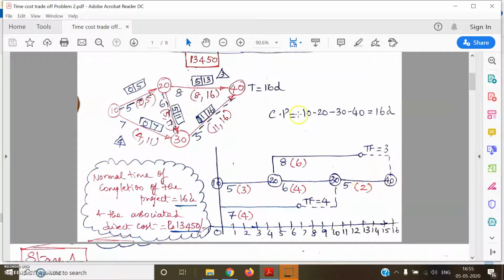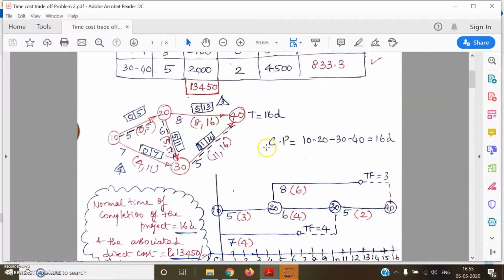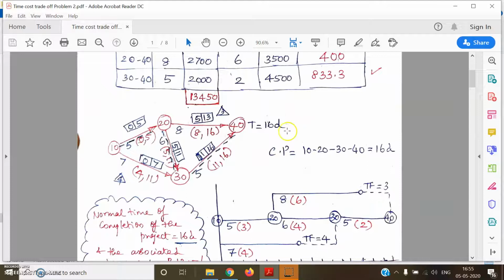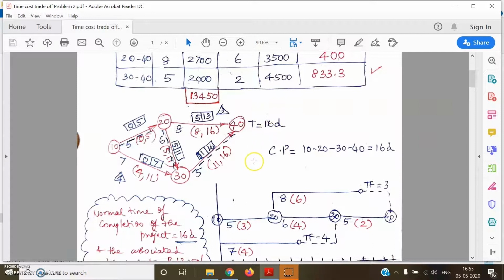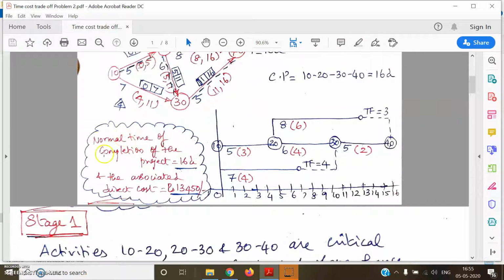Okay. So the initial duration of the project is 16 days, which is the normal time, and the normal direct cost is 13,450 for 16 days of completion of the project. So that is what is written here. Normal time of completion of the project is 16 days, and the associated normal direct cost is 13,450 rupees.